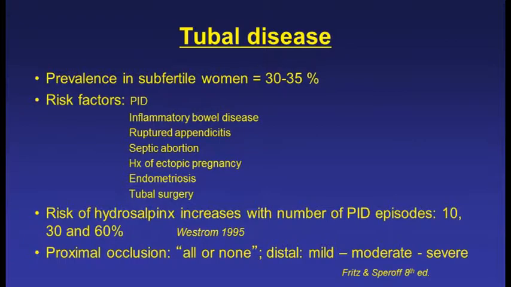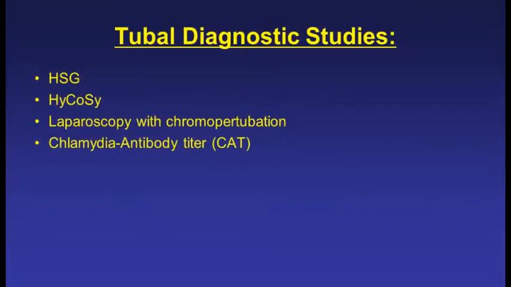Risk of hydrosalpinx, meaning a dilated fallopian tube, increases with the number of pelvic inflammatory disease episodes. So 1 episode, you have a 10% risk of affected tube. 2 episodes, 30%. 3 episodes, 60%. I'm not going to get into the proximal distal. I don't feel like that's necessarily important at this time. But let's talk about how do I evaluate tubes, okay?